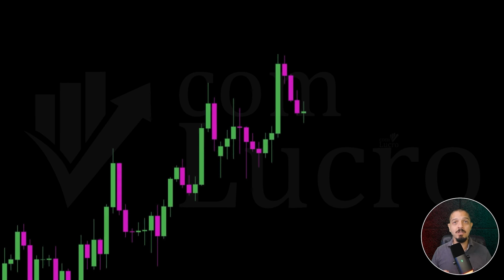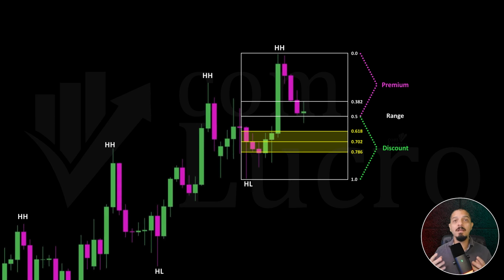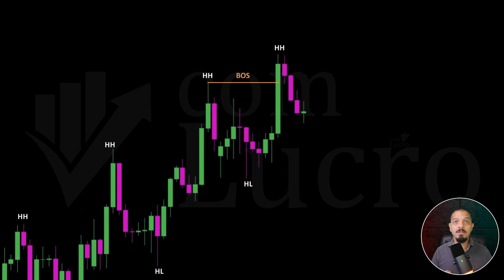First, we need to determine the overall direction. For that, we always start with the higher time frame, in this case, the 4-hour chart. On the 4-hour time frame, price is clearly forming higher highs and higher lows, which confirms a bullish structure. We mark the swing high and swing low to define the current range. A break of structure has already formed, so our directional bias is confirmed.